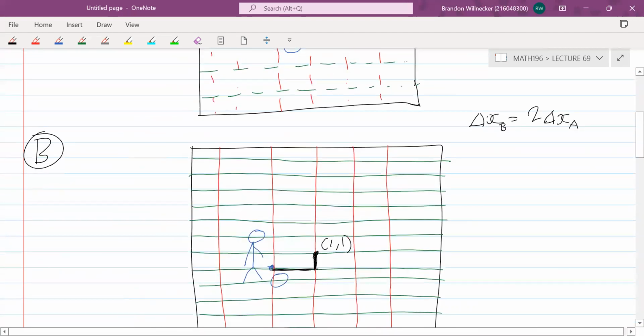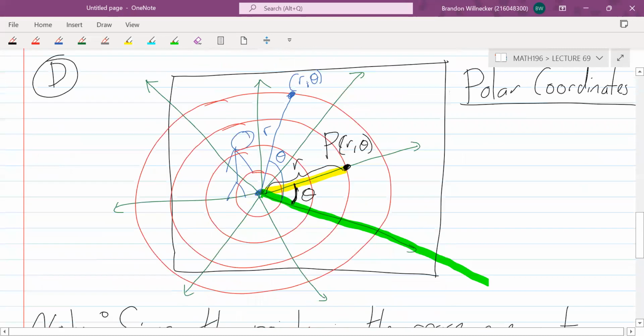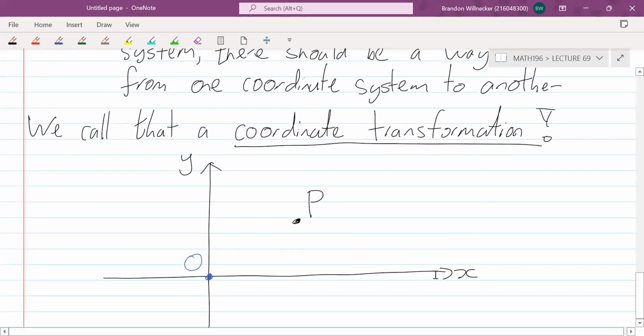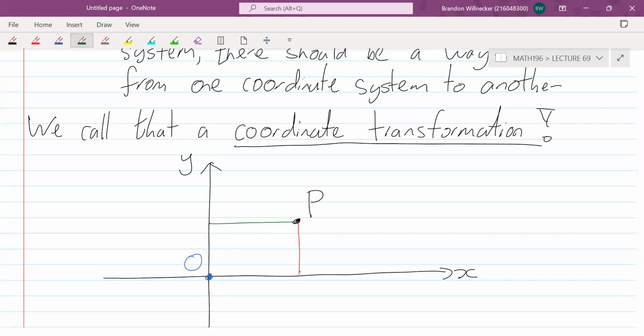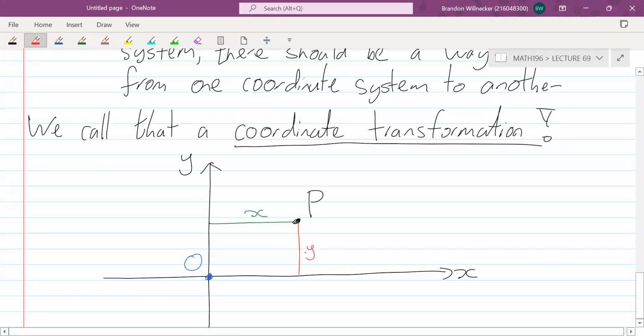So what did I use here? I used green for the horizontal lines, so let's stick with that. So we've got this green line going along there, red line going along there. So we would say that is X, this is Y, and so P is given by X, Y in Cartesian coordinates.